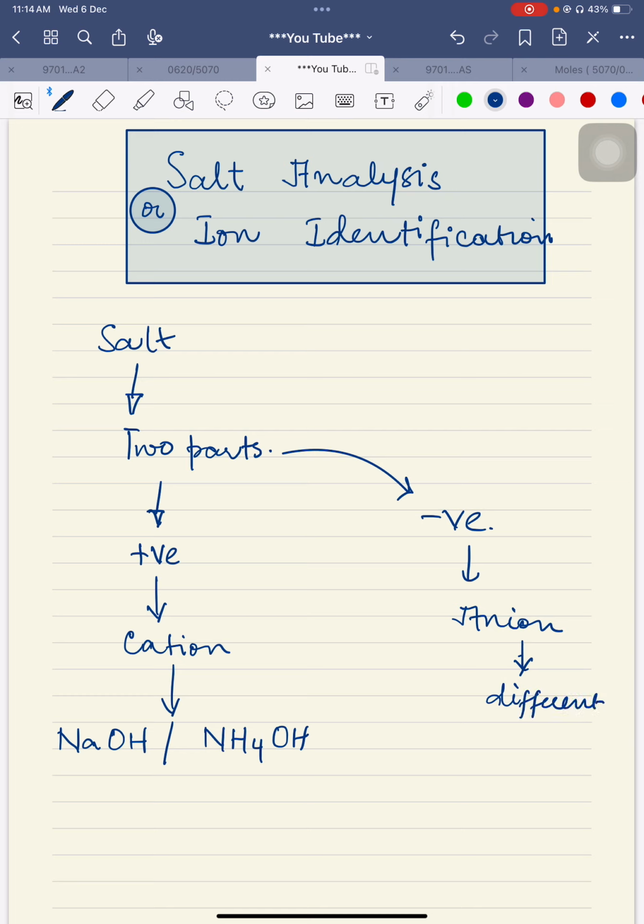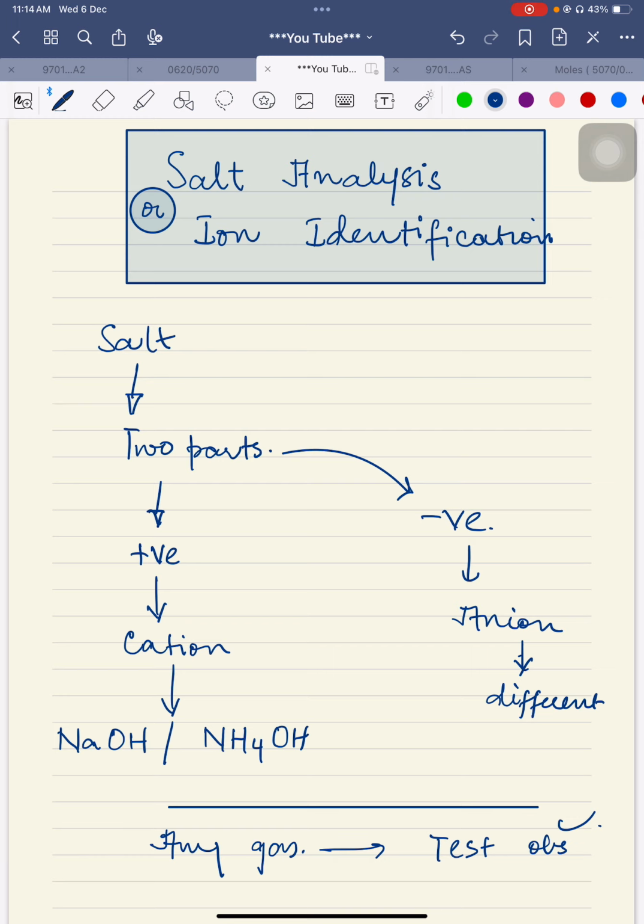And remember this thing, that if any gas is produced as a result of these tests, we have to show its test and the observation related to that as well. We have to write that. There are certain flame tests as well given in these sheets. I'm going to share that sheet with you as well.